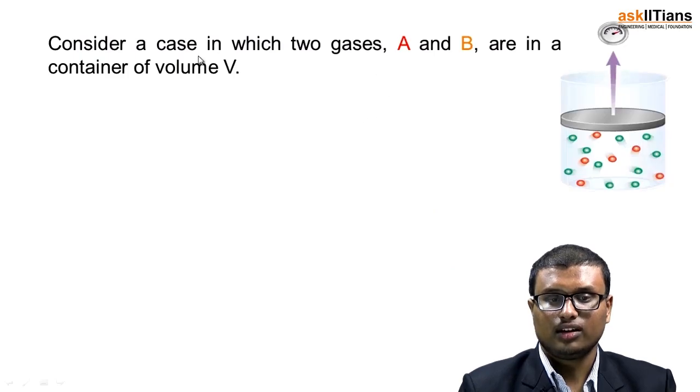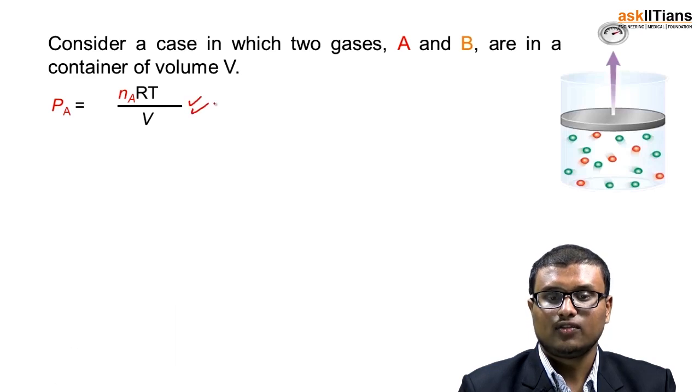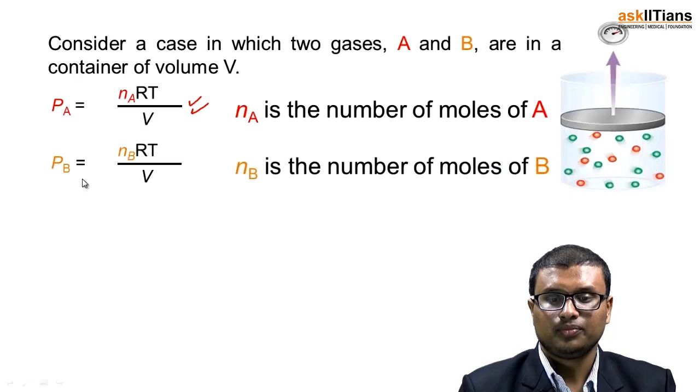Consider case A, two gases A and B. They take the shape of the container, that means the volume is V. So what do you know? Pressure is nothing but nRT by V, from the ideal gas equation. So Pa equals Na RT by V, where Na is the number of moles of A. Next, what is Pb? Pb is nothing but Nb RT by V, which is the pressure exerted by B, where Nb is the number of moles of B. And what is P total? P total is nothing but Pa plus Pb.